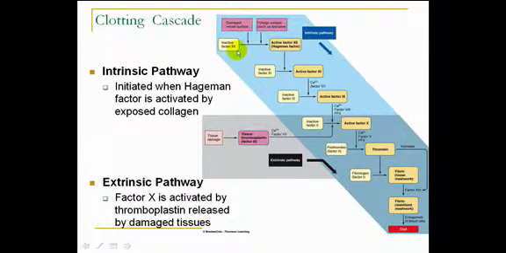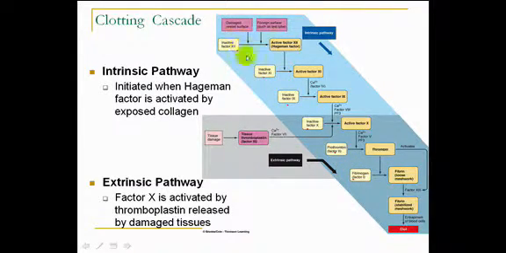Like I said, you have all these factors. It starts with factor 12, factor 11, then it goes factor 9, factor 10, that's where it gets out of order. Okay, factor 2, factor 1. All these clotting factors are proteins that are in the blood. They're inactive. Basically, they're not triggering a clot to form when the blood vessels are healthy.